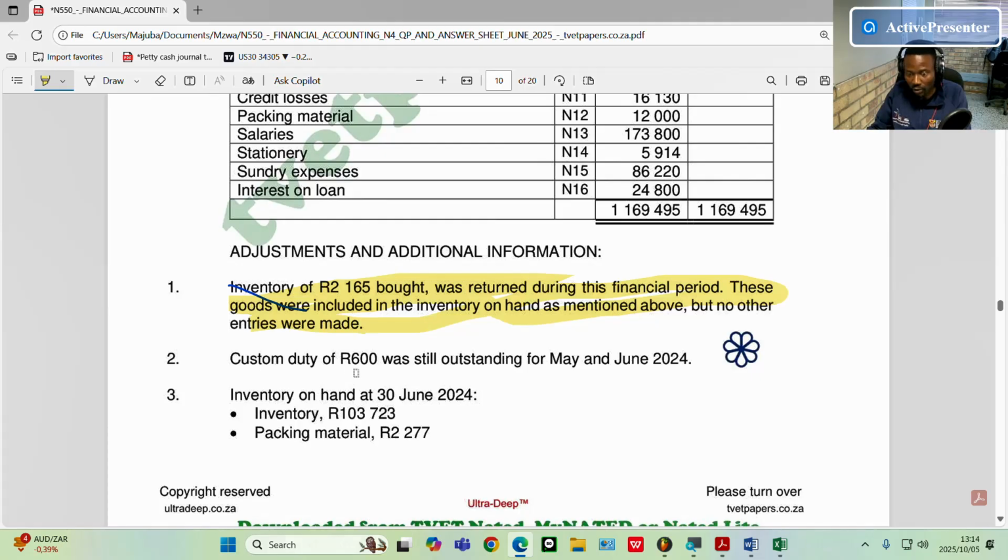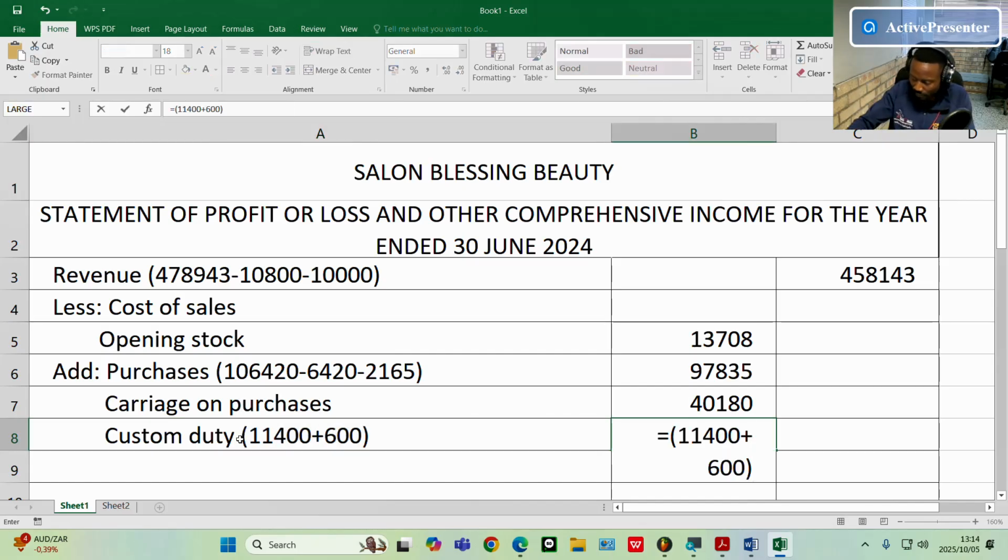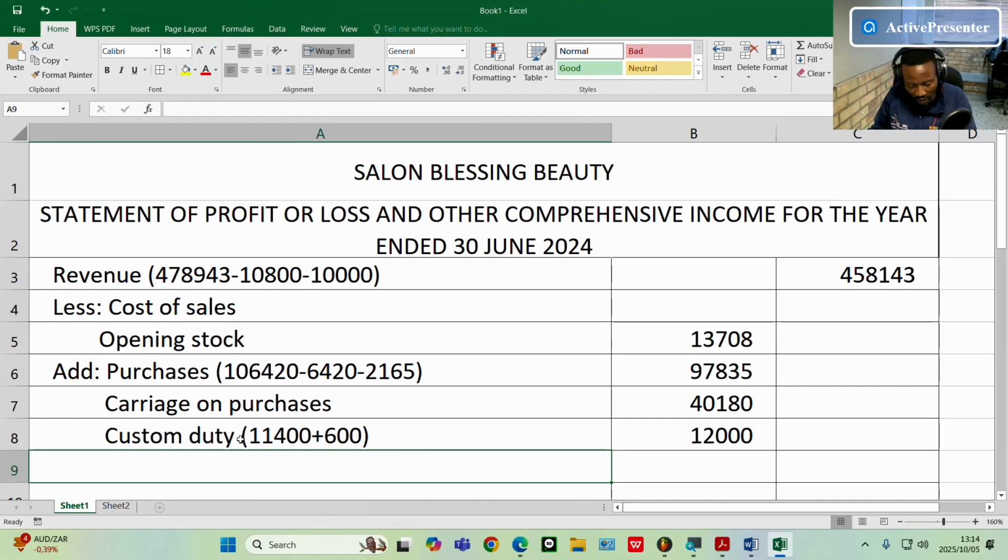It says custom duty for 600 was still outstanding for May and June 2024, right? So we need to add 600 because it's still outstanding. Right, so it's 11,400. We're going to be adding the 600. Yeah, so this is our custom duty.